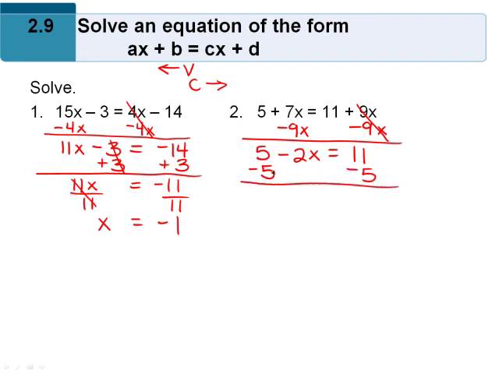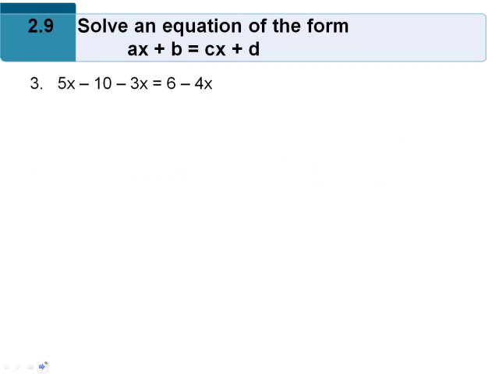And that's technically what we're doing, is we're moving the constant, because we're moving the constant to the right, just like it said in the directions. So the 5's cancel, negative 2x comes down, and 11 minus 5 is 6. Okay, so now we're going to divide by negative 2 on both sides. The negative 2's cancel, so x equals negative 3. Okay.